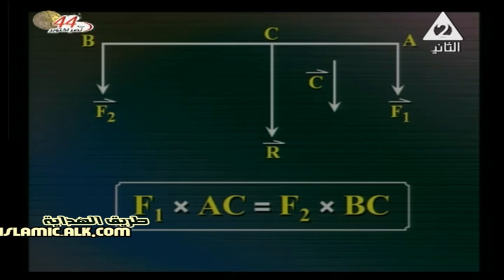Dear student, this equation is very important. When we find that R has magnitude F1 plus F2, what is the direction of R? We use F1 times AC equals F2 times BC. By another method, we form F1 over F2 equals what? Yes, AC over BC.